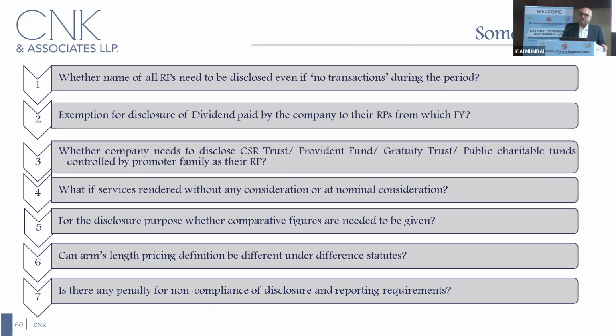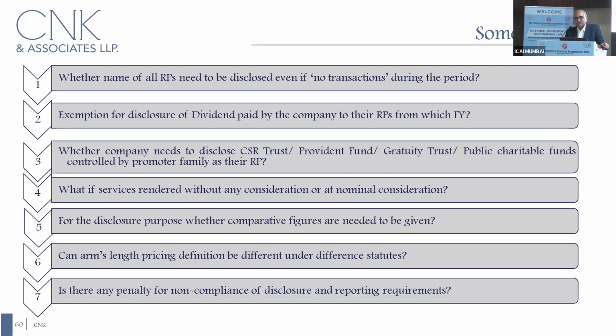There are some issues which you will need to, this is frankly the last slide, but these are the issues which we can debate, where the names of all RPs need to be disclosed even if there are no transactions during the period. And if you go back to the definitions of related parties, they are saying that if you are in a position to control the other entity, then you will have to give a list, even if there are no transactions during the year. It was there in one of the slides.